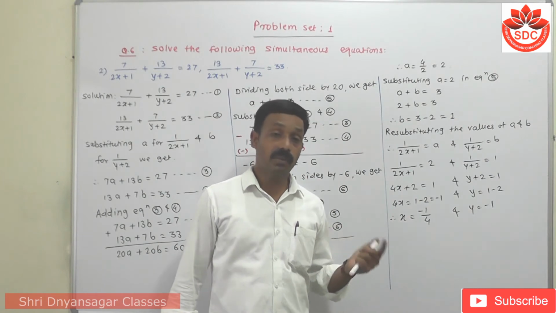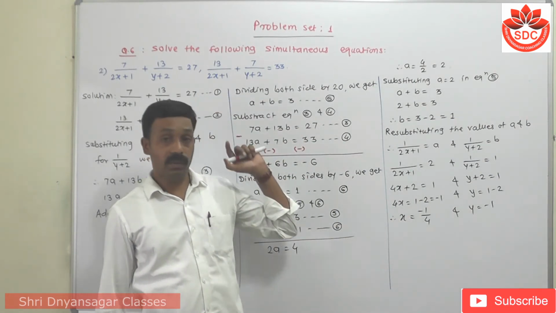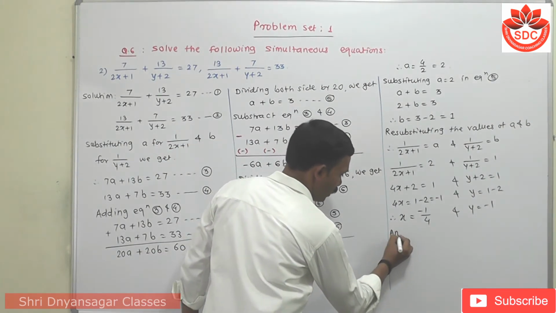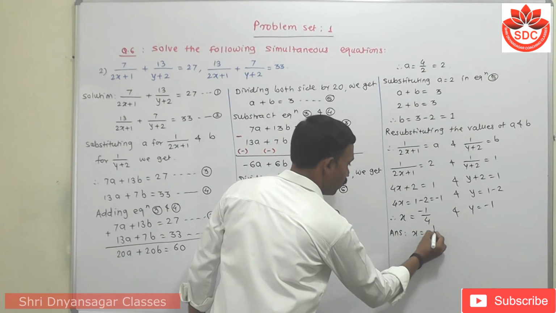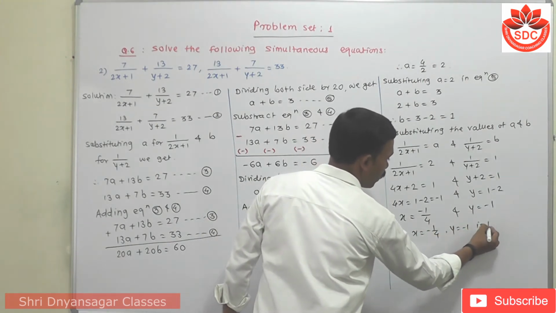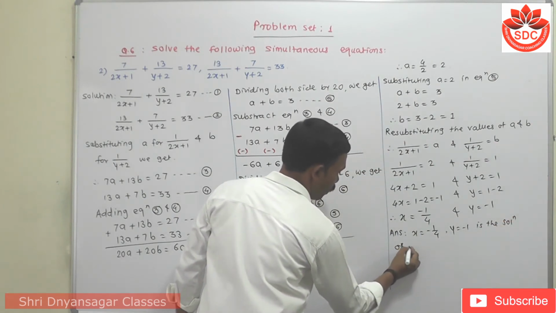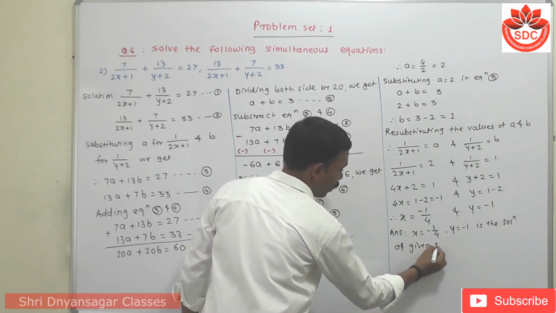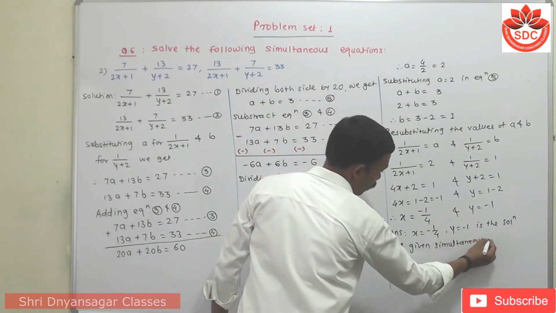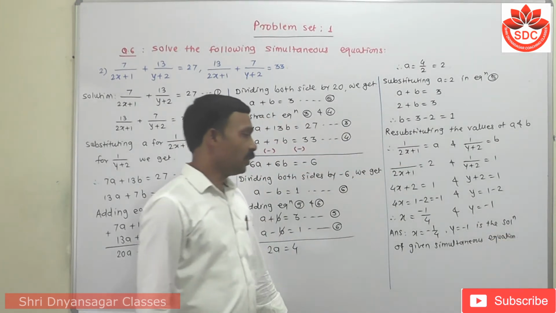Now therefore x is equals to minus 1 upon 4 and y is equals to minus 1, which satisfies the given equation. So this is the solution of the given equation. Hence the answer in a full sentence is: x is equals to minus 1 upon 4, y is equals to minus 1 is the solution of the given simultaneous equations. Can you understand, student?